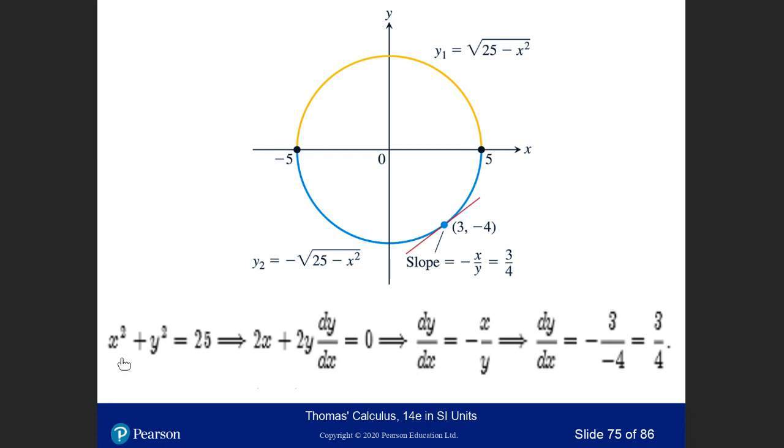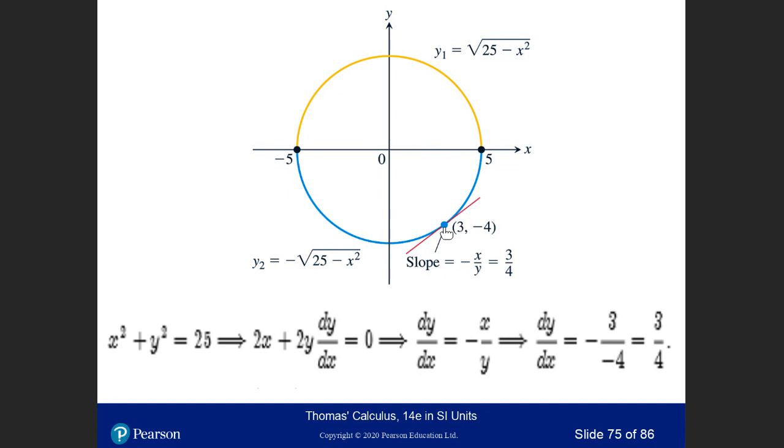Okay, take the derivative of each term with respect to x. So you have 2x here. Here you have 2y times dy/dx using the chain rule, because we are assuming here that y is a function of x. And the derivative of 25 is 0. So dy/dx is equal to minus x over y, because we can just cancel 2 here. Now, if you have a point here, let's say it's (3, -4), so x is 3 and y is -4, we have minus x over y, so that's minus 3 over minus 4, which is 3 over 4. So that's a positive slope at -4.